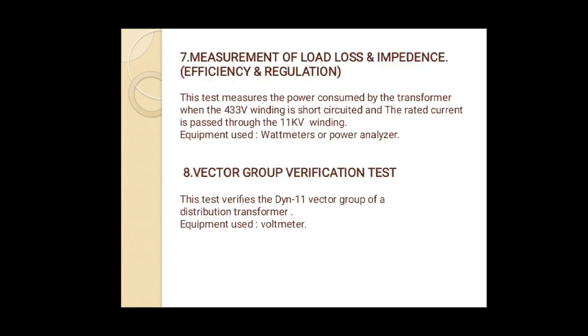Seventh is measurement of load loss and impedance. It is about efficiency and regulation. This test measures the power consumed by the transformer when the 433 volt winding is short circuited and the rated current is passed through the 11 kV winding. Equipment used are wattmeters or power analyzer.